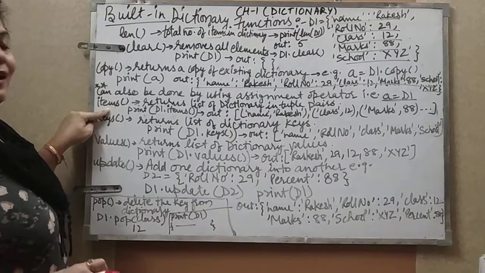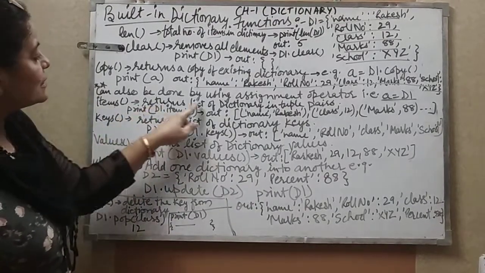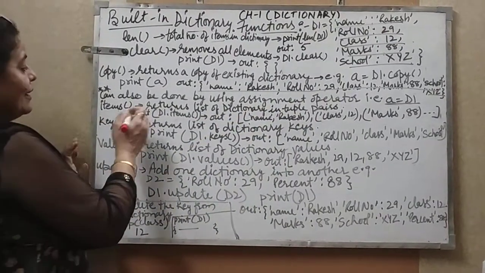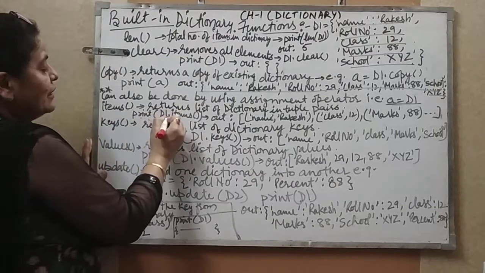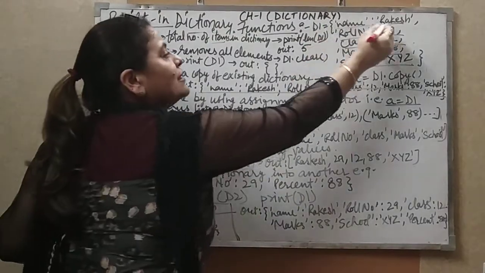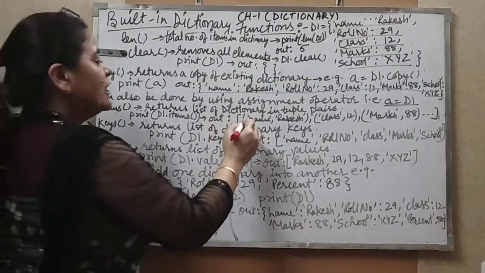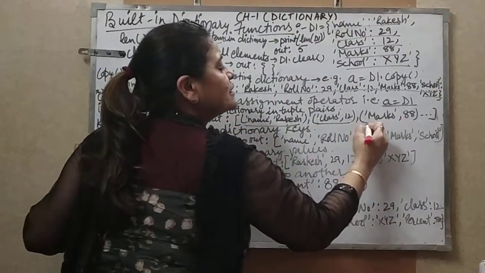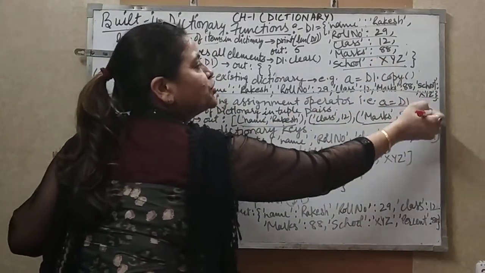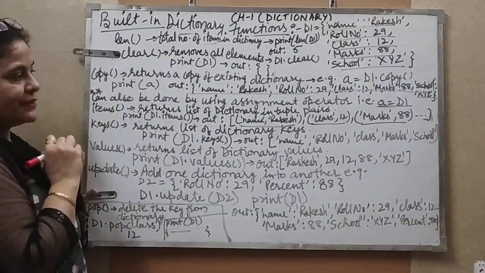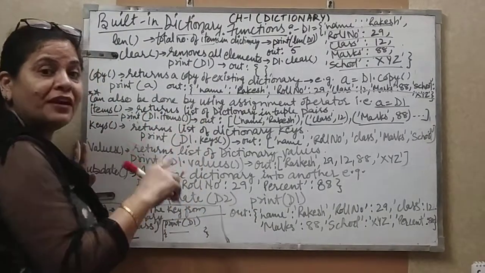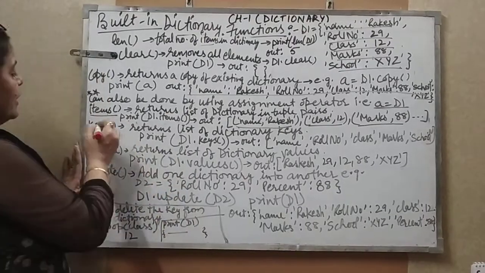Now next is items, where items means returns the list of dictionary pairs, tuple pairs. Like if I'm saying that print D1 dot items function, then it will show me all the key value pairs in the form of tuples in a list. It will show me all the pairs. I've made it as dotted, means it will display the school value also, school and XYZ also. So items will always give me the key value pair in the form of tuples.